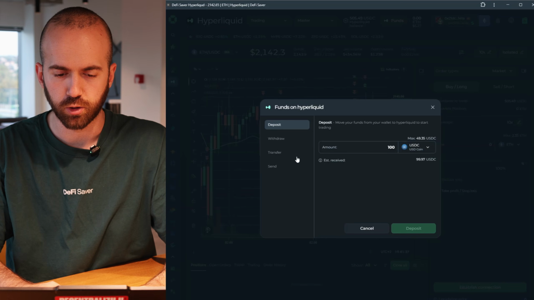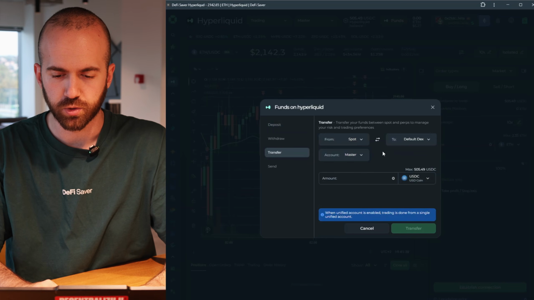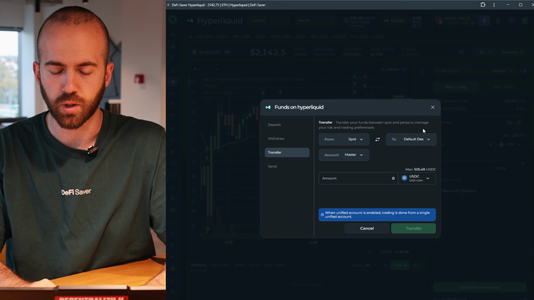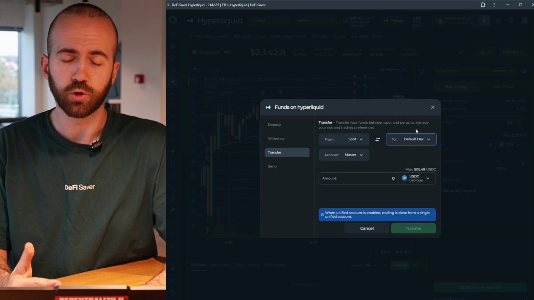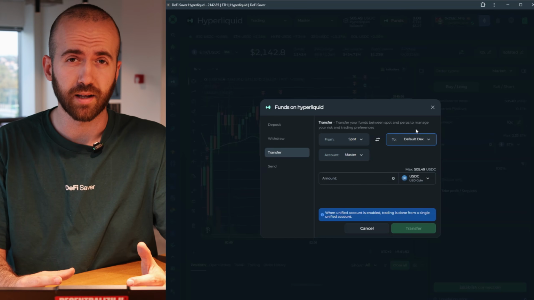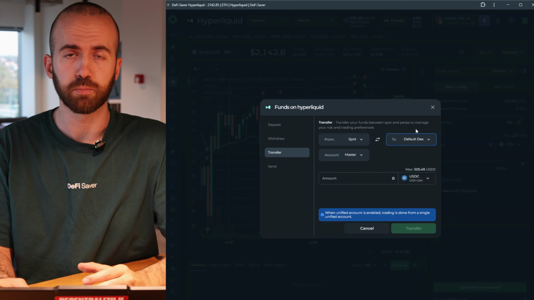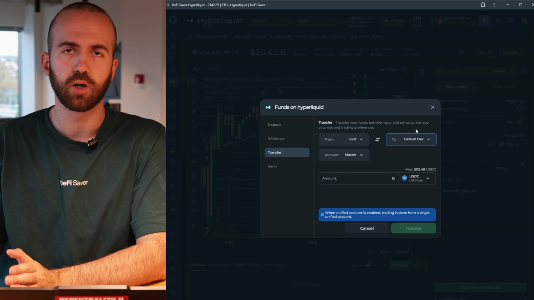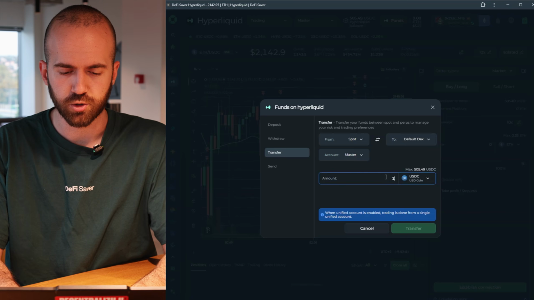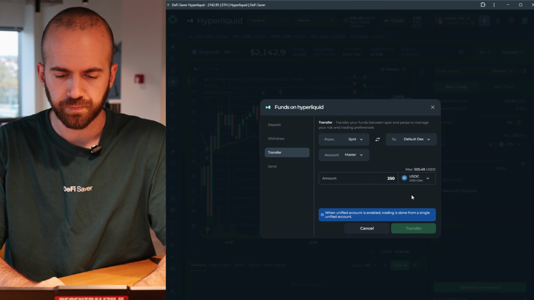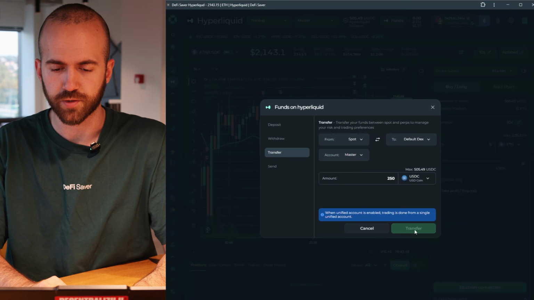And if we now look at the transfer tab, we'll see that we have 500 USDC on our spot balance that we can transfer to our perp balance. So that's something to keep in mind. On Hyperliquid, when you bridge funds there, they're going to be on your spot balance. And if you want to trade perps, you're going to have to transfer those funds from your spot balance to your perp balance. So we're going to do just that. Let's transfer 250 USDC. And we would click transfer.